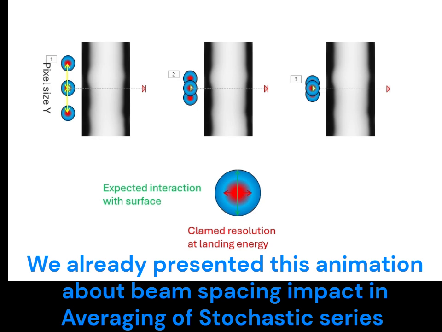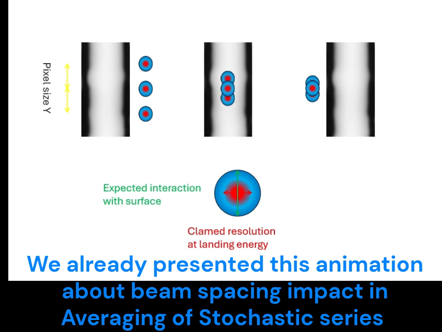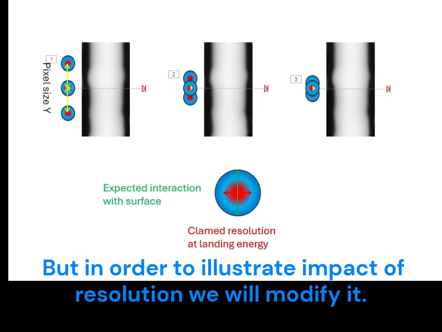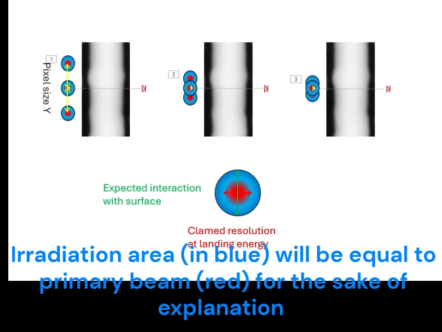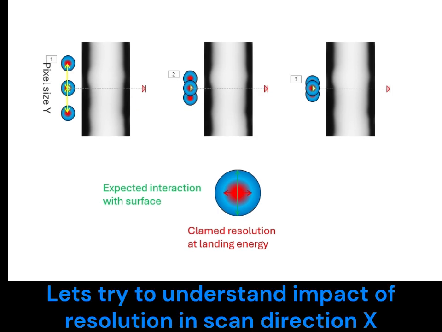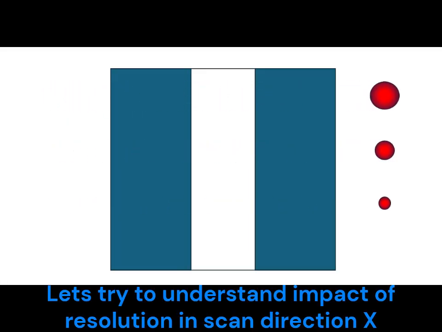We already presented this animation about beam spacing impact in averaging of stochastic series. But in order to illustrate impact of resolution, we will modify it. Irradiation area, in blue, will be equal to primary beam, red, for the sake of explanation. Let's try to understand impact of resolution in scan direction X.